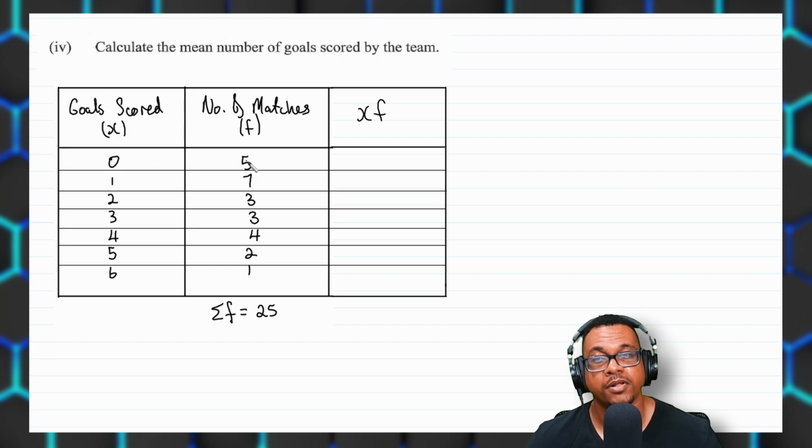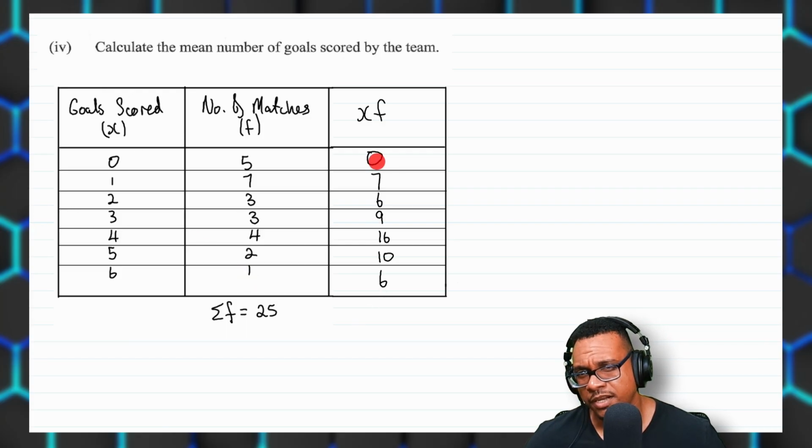So this x value multiplied by this f value. So we have 0 multiplied by 5, which is just 0. Then you're going to have this 1 multiplied by 7, which is just 7. Then you're going to have 2 multiplied by 3, which is 6. Then you're going to have 3 by 3, which is 9. Then 4 by 4, which is 16. Then you're going to have 5 times 2, which is 10. And then 6 times 1, which is just 6.